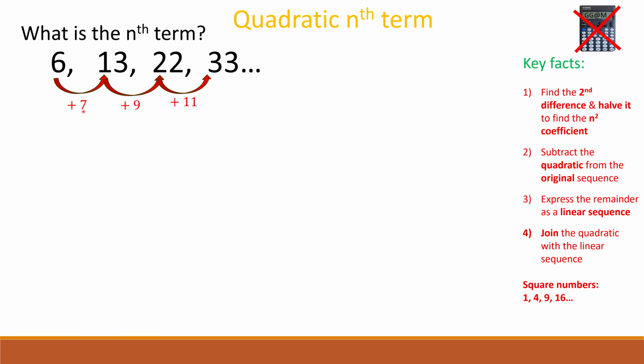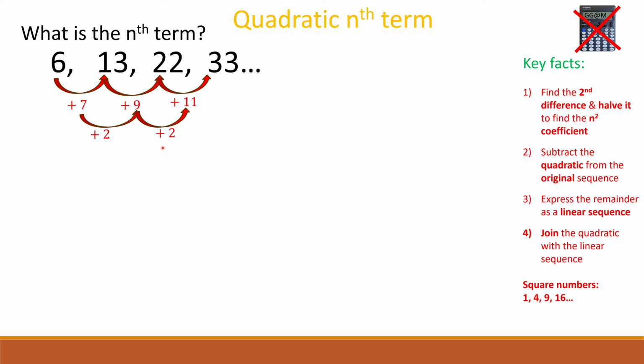So we now need to look at the second differences. So the difference between 7 and 9 is 2, and the difference between 9 and 11 is also 2. The second differences are the same. So these two differences are the same, which means we have got a quadratic sequence. So that's how we identify it as a quadratic sequence.